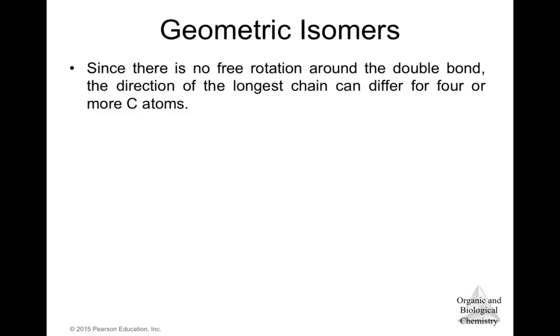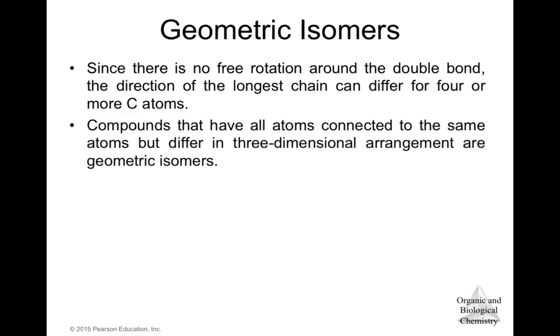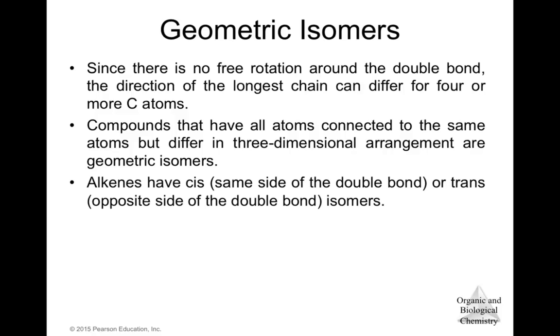Since there is no free rotation around the double bond, the direction of the longest chain can differ for four or more carbon atoms. Compounds that have all atoms connected to the same atoms but differ in three-dimensional arrangement are geometric isomers. Alkenes have two different geometric isomers: the cis, where they are on the same side of the double bond, or the trans, when they are on opposite sides of the double bond. These are known as cis-trans isomers.